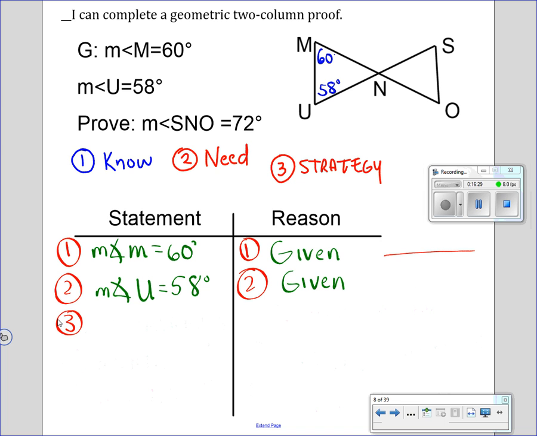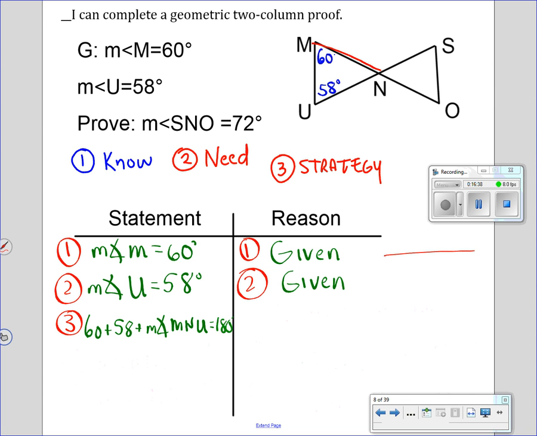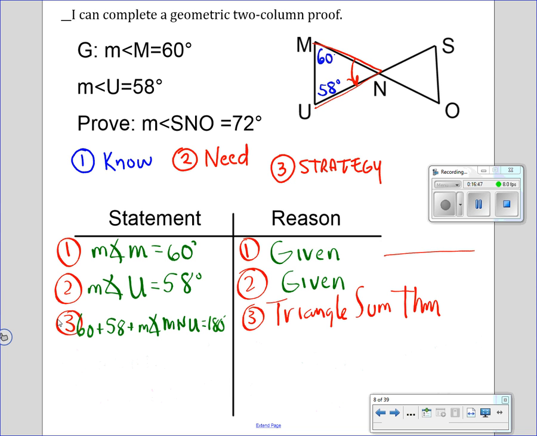Now remember, now that I know those 2 angles up above, I'm going to use the triangle sum theorem: 60 plus 58 plus the measure of MNU, this angle. I'm going to use that equation right there to get what that vertical angle is. The triangle sum theorem allows me to write this equation, and that's the thing that gives me the power to say that those 3 angles must add up to 180 degrees.